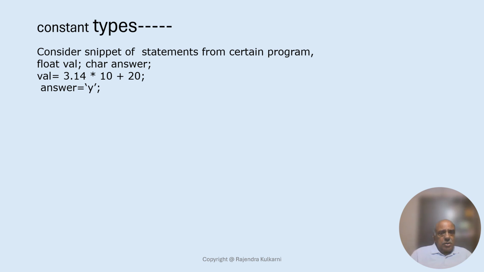Let us consider a small snippet from some program. The program reads like this: float val, char answer, val is equal to 3.14 into 10 plus 20. Answer is equal to y, should be in single quotes pointing towards left. Here there is a mistake in typing. It is pointing towards right, but it is wrong. It should be pointing towards left.